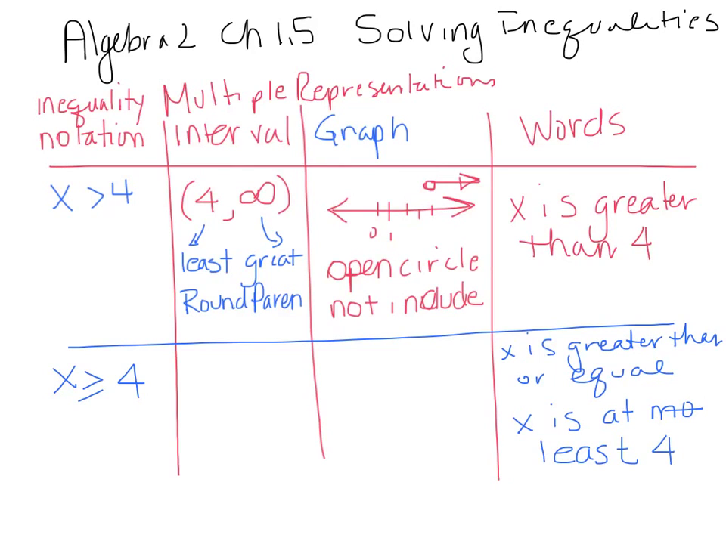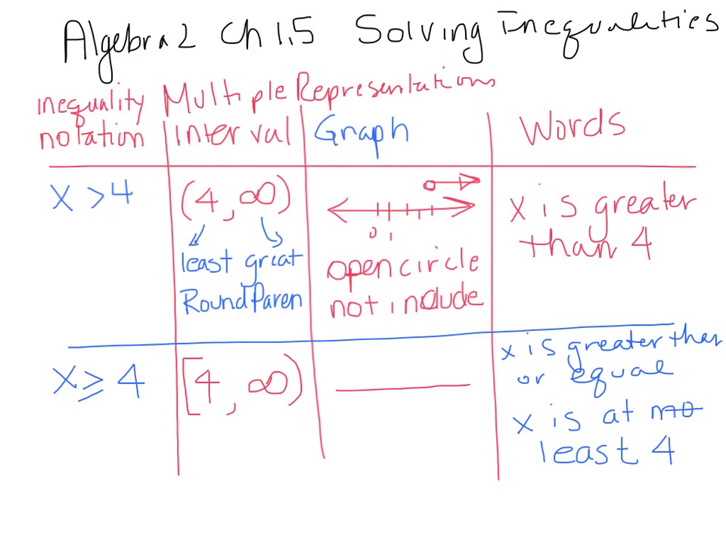So how would we write this in interval notation? I'm going to start at 4 again. But this time I want to include 4, so I'm going to use a square bracket. I'm going on and on into infinity again, but infinity cannot be included because it's not a number, so you just keep that as a round parenthesis.